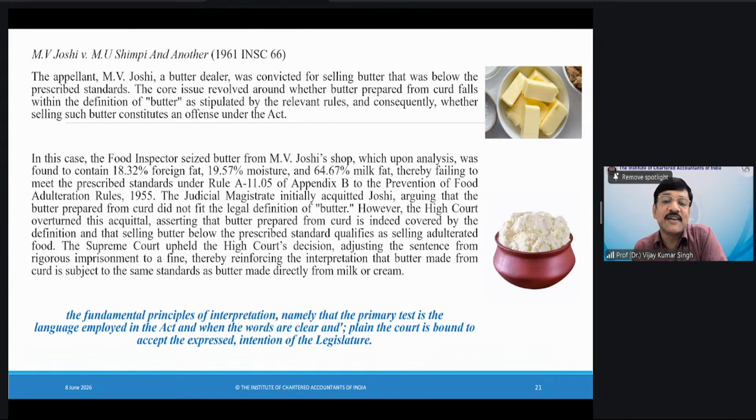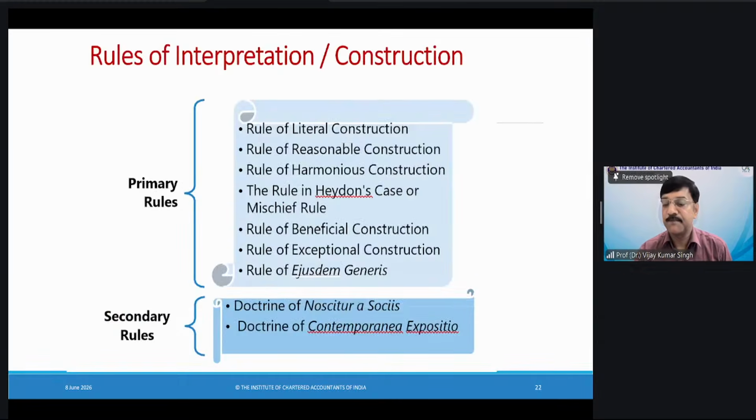The judicial magistrate initially acquitted Joshi, arguing that butter prepared from curd did not fit the legal definition of butter. However, the High Court overturned this acquittal, asserting that butter prepared from curd is indeed covered by the definition, and that selling butter below the prescribed standard qualifies as selling adulterated food. The Supreme Court upheld the High Court's decision, adjusting the sentence from rigorous imprisonment to fine, reinforcing that butter made from curd is subject to the same standards as butter made directly from milk or cream. So this is how the interpretation exercise happens, and if the plain language gives a clear meaning, then that meaning will be taken into consideration.